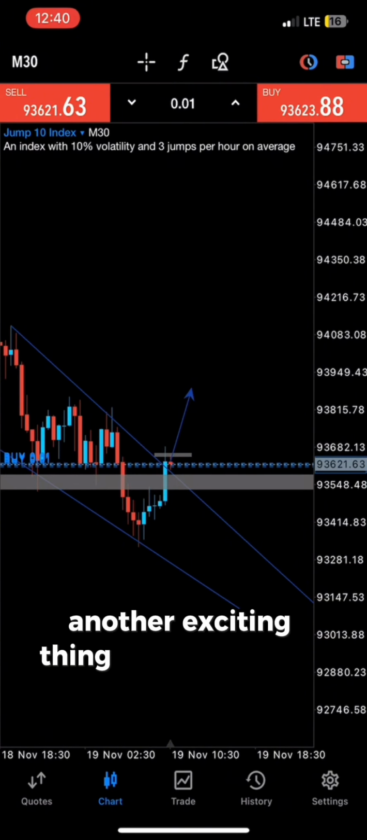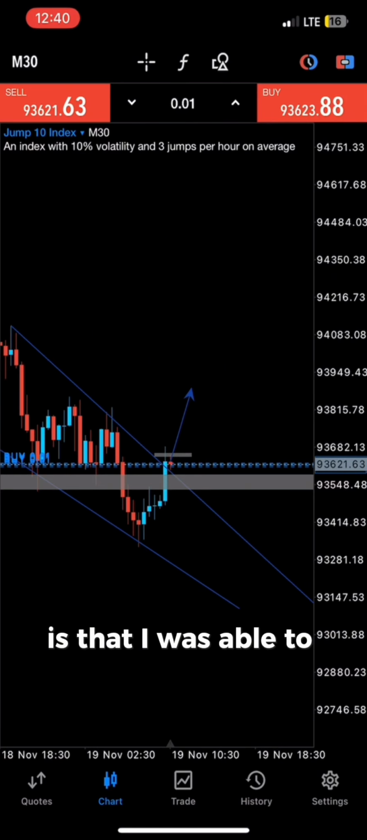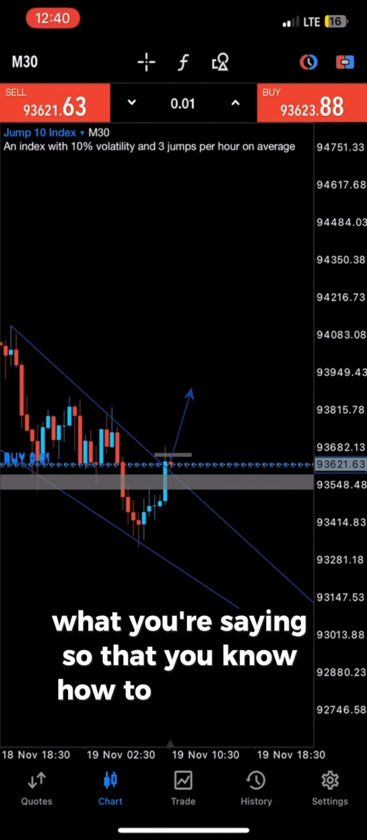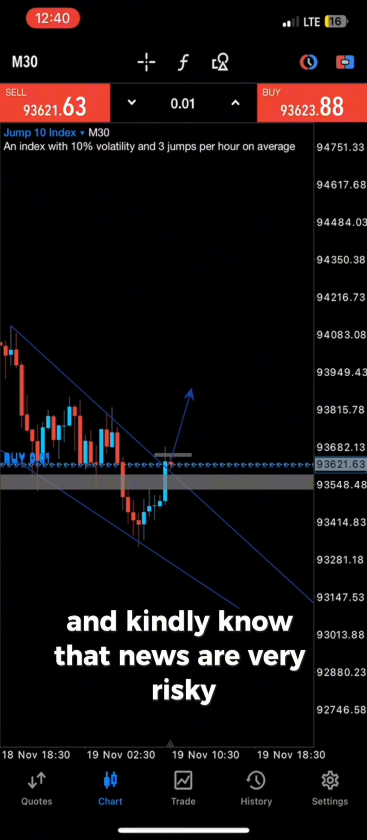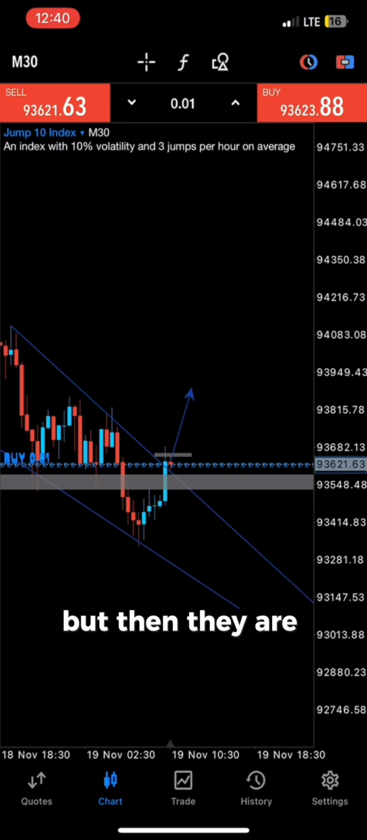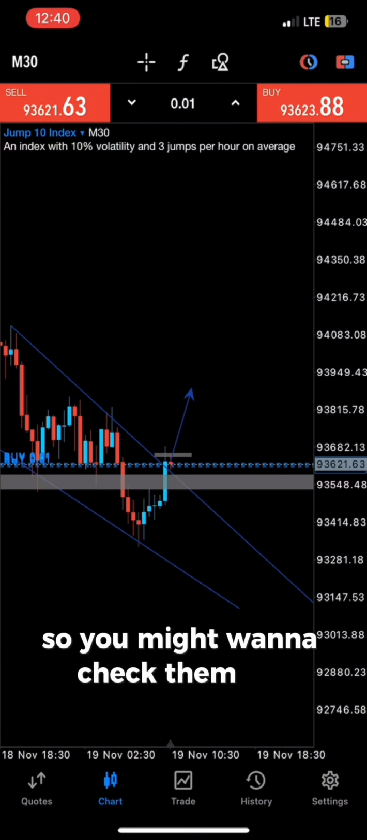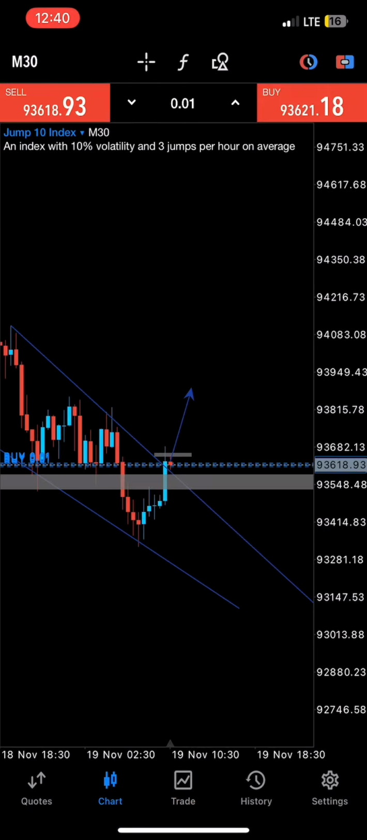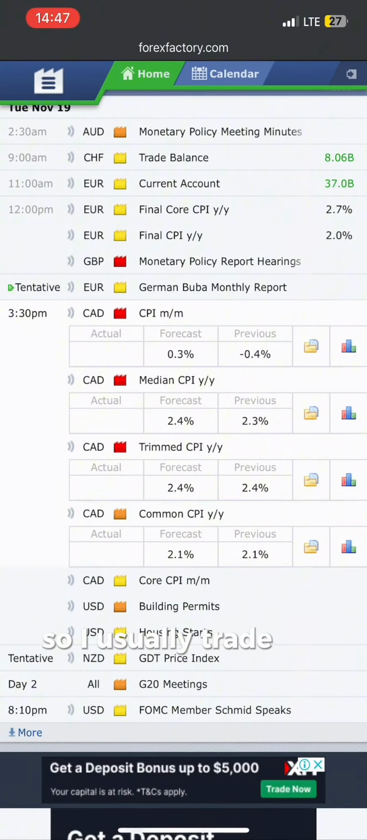Another exciting thing that happened in my trading is that I was able to trade news. So I'm going to trade news while you're watching, so that you know how to trade news, and kindly know that news are very risky, but they are associated with a very high reward. So you might want to check them out, and I'll also be posting signals for those news whenever they happen.